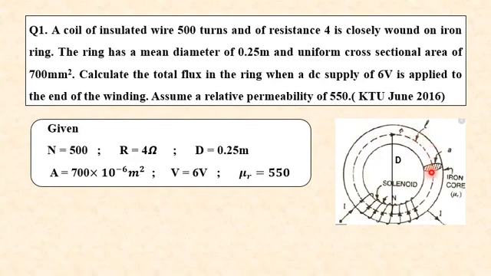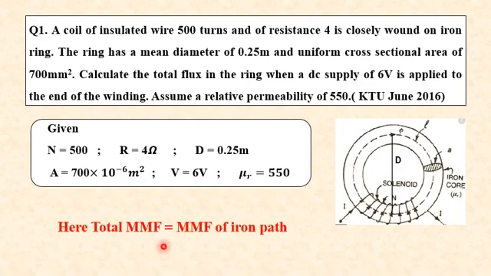By looking into the figure, we can see that the flux is only having one path to flow. So this circuit is a series magnetic circuit. Hence, for a series magnetic circuit, we can say that the total MMF will be equal to sum of MMF. But here there is only one material, that is your iron ring. Hence, we can write total MMF will be equal to MMF of iron path.